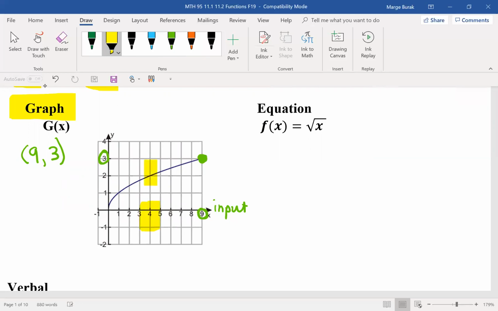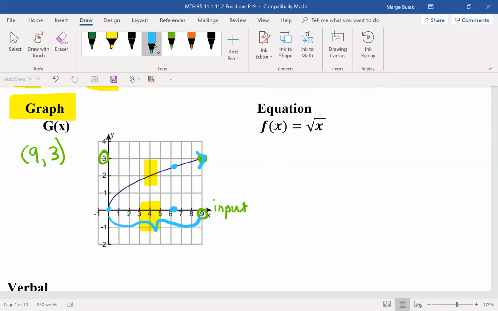4 goes to 2. There are infinite points here, because I could take the square root of 6.5, or 6.3 or 6.2, and I'll get the square roots up here. So this one has infinite inputs. And by this going to the edge of the graph, that means it goes on forever as well. I think the first one is 0. You can't have a negative in this one.